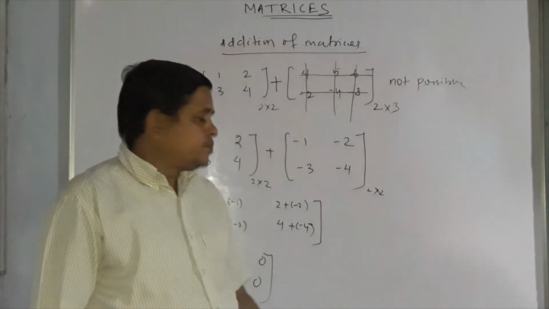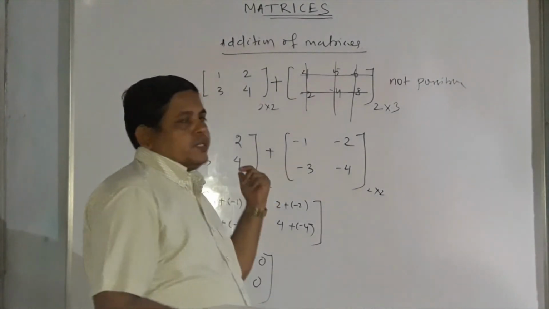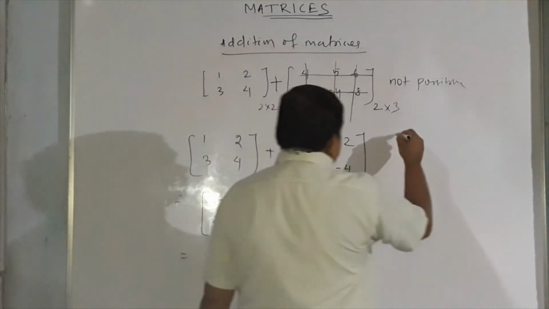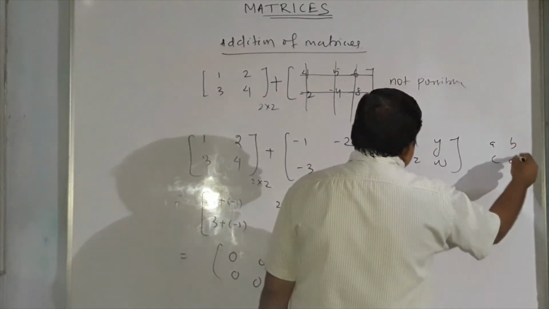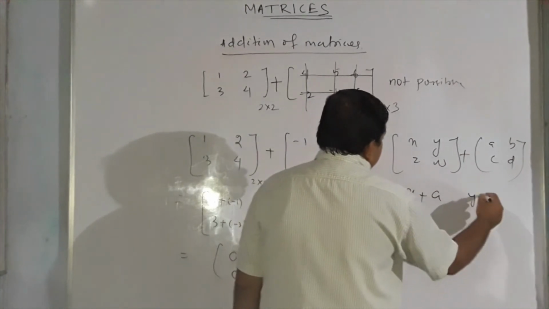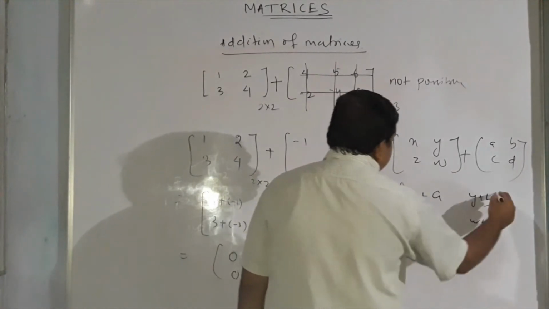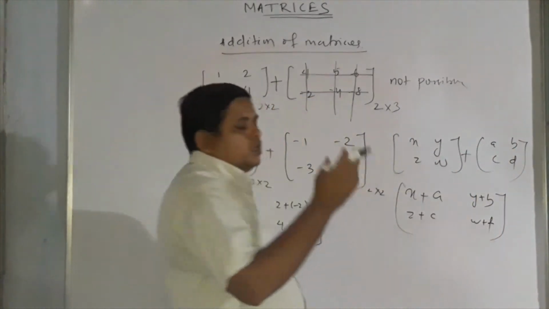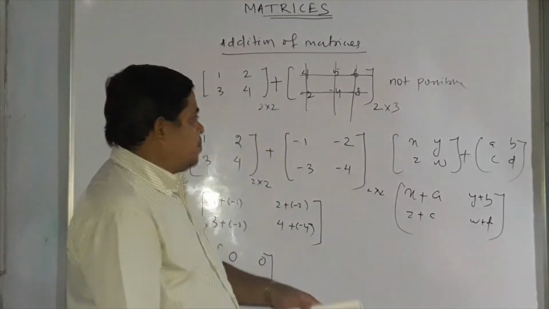Very simple. Then you come to addition of matrices. Similarly, 2 by 2 or 3 by 3 matrices you can add. Not only numbers: suppose here x, y, z, w are given, and here a, b, c, d are given. Now you can add. What do you get on adding? You get x plus a, y plus b, z plus c, w plus d. This is your addition. Very simple. Suppose 1, 2, 3, 4 is written here, you write x plus 1, y plus 2, z plus 3, w plus 4, like this. So this is called the addition of matrices.